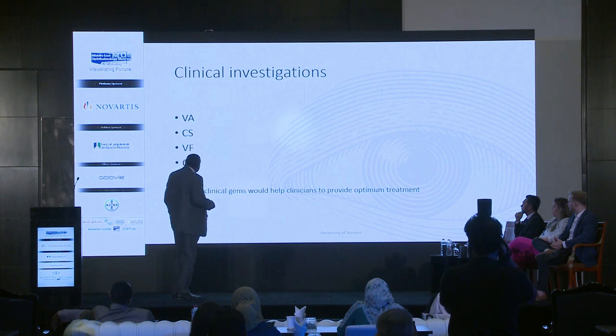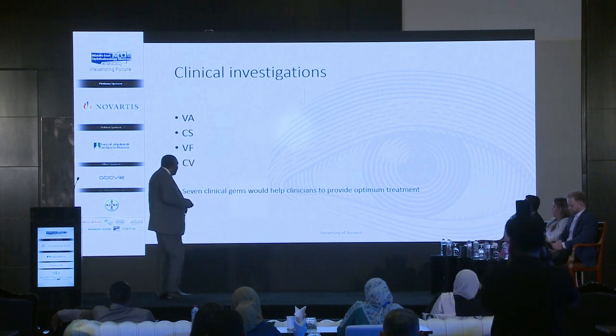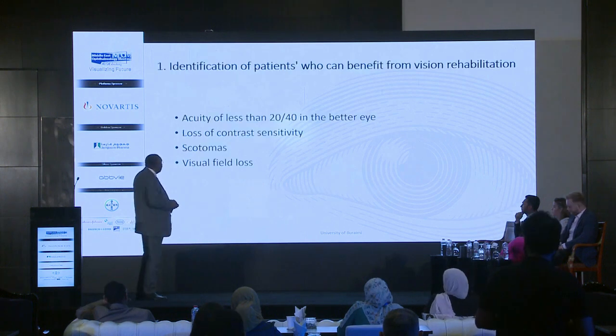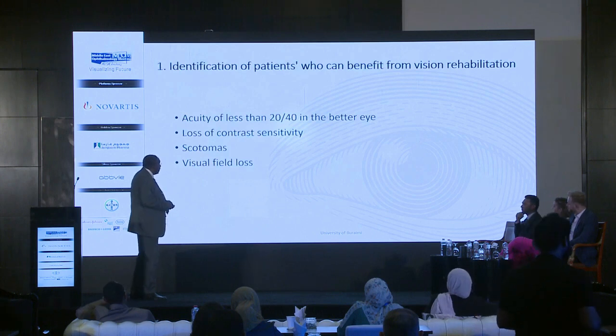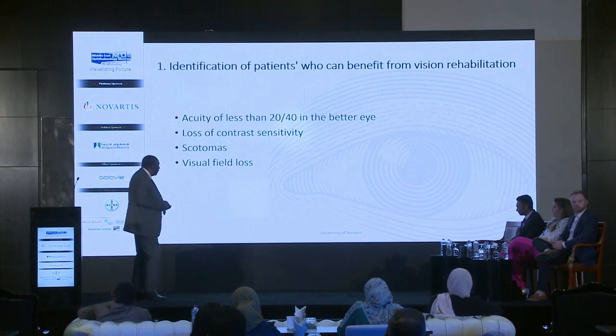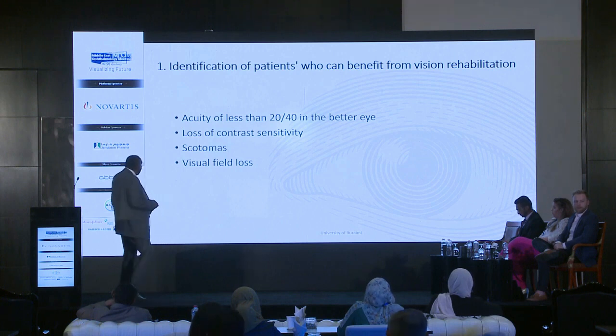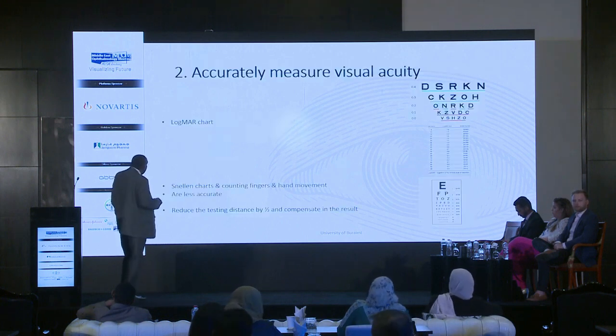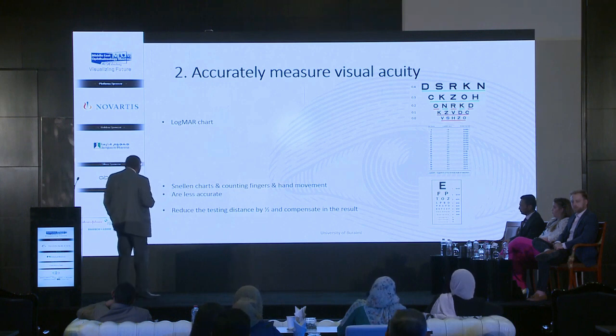Clinical investigations: visual acuity, contrast sensitivity, visual field, color vision. These clinical gains would help clinicians to provide optimum treatment. That's acuity of less than 20/40 in the better eye, loss of contrast sensitivity, scotomas, visual field loss. Again, you need to assess this and use the appropriate tools, if you like.